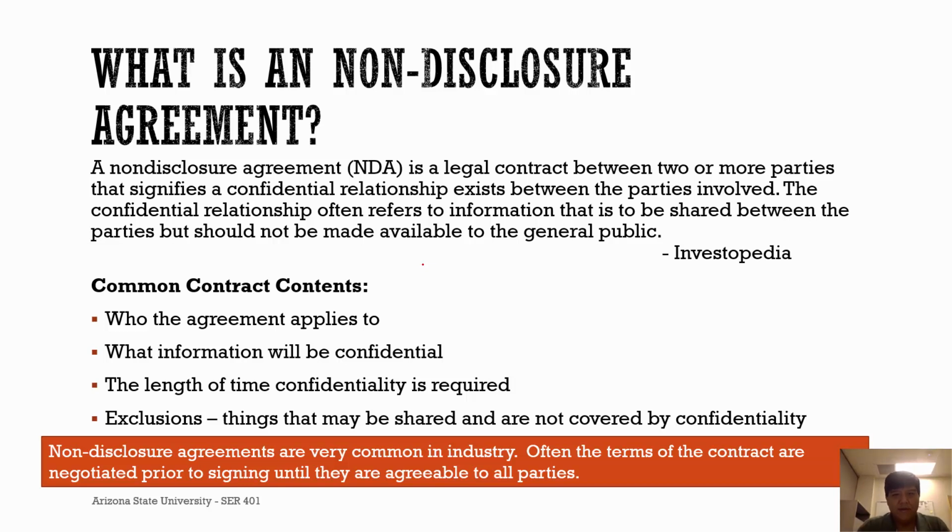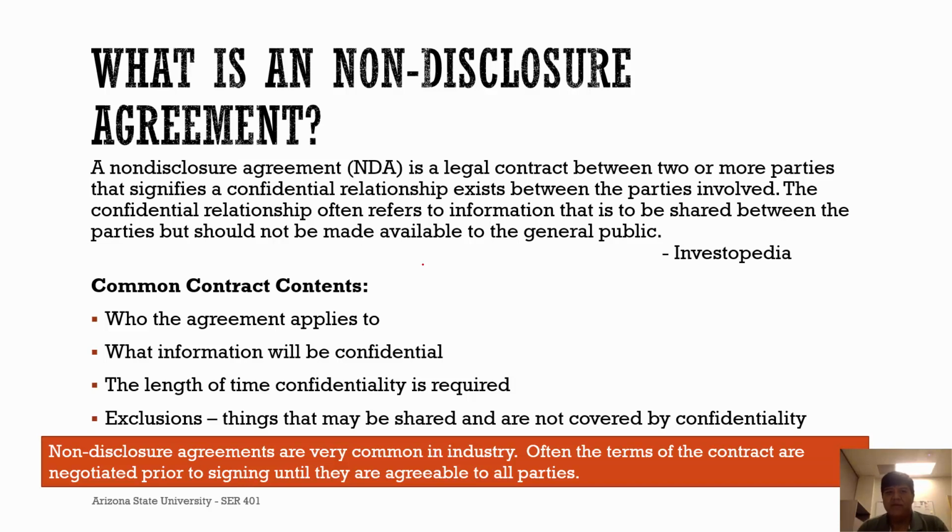When you go through these, here are some things to keep your eye on. These are just general suggestions. Like I said, we don't get involved with this stuff, but these are things that show up in common NDAs. You should be thinking about: who does the agreement apply to? What information will be confidential? Length of time confidentiality is required. Exclusions, things that may be shared and are not covered by confidentiality. Maybe that last one impacts us a little bit, because if you need to make end of semester presentations, you should be able to say something about your work. If you have questions about the NDA, you need to talk with your sponsor. Again, it's not something that I or the TA will be involved with.